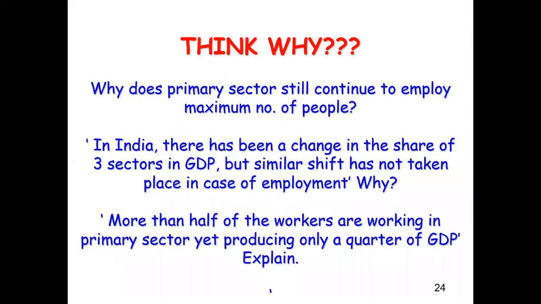Now, if you look at these three questions, can you all pause and think of the reasons why primary sector still continues to employ maximum number of people? In India, there has been a change in the share of three sectors in GDP. The same shift is not there in the employment. Still, more than half of people are working in the primary sector, but they produce only a quarter of GDP. Why?